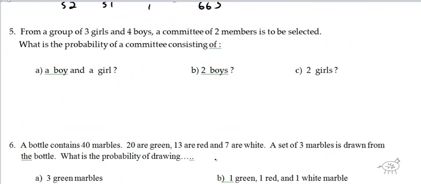Okay? Number 5, from a group of 3 girls and 4 boys, a committee of 2 members is to be selected. What is the probability of a committee consisting of a boy and a girl? So let's write this out. A boy and a girl.